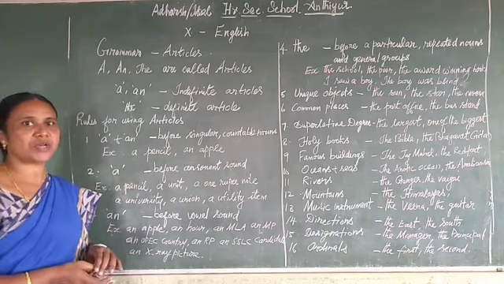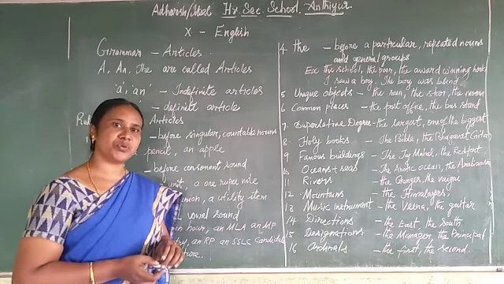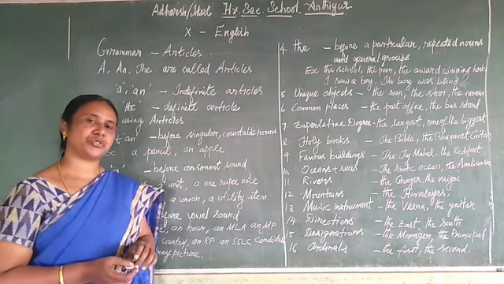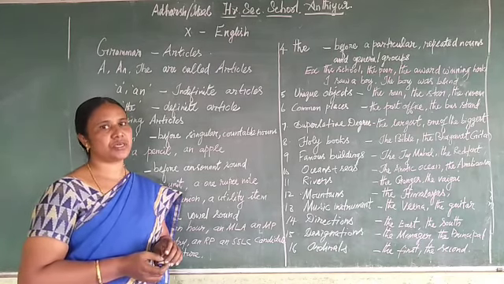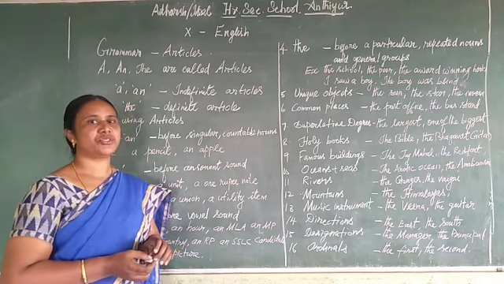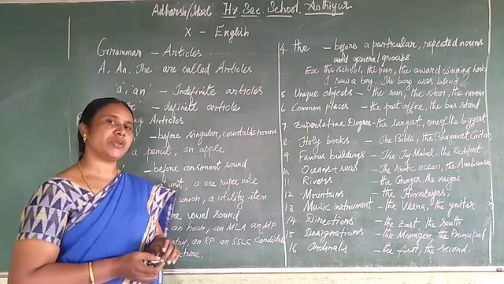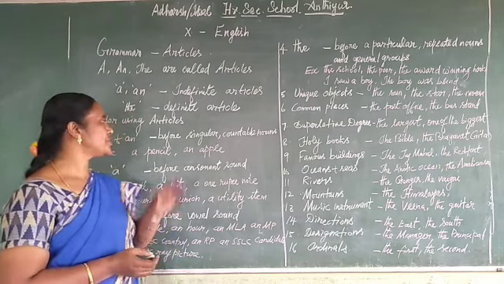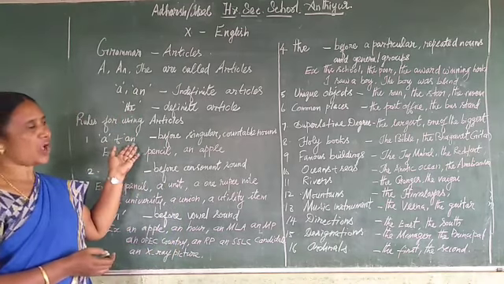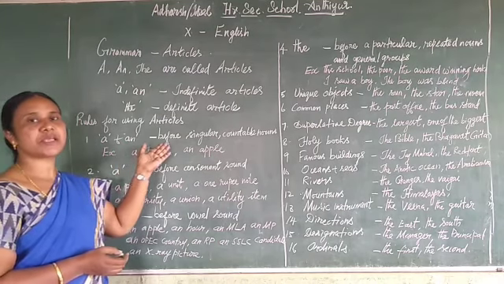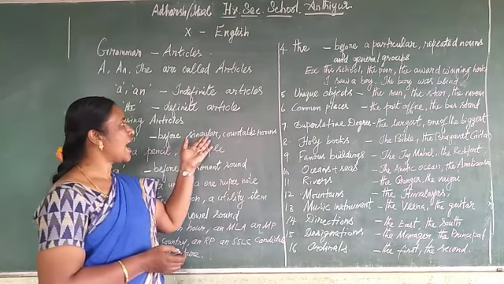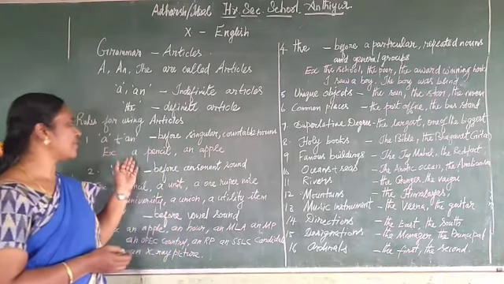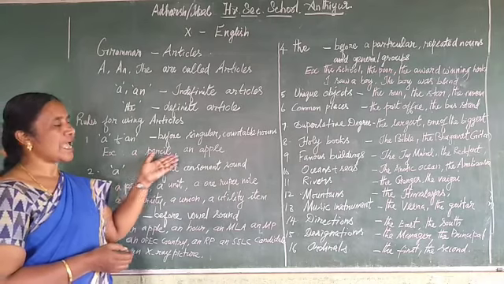We should know the rules for where we have to use a, an and the. We should learn the rules. We should be thorough with the rules, then only can we apply them in the exercises. Okay, first one: a and an are used before singular countable nouns. Example: a pencil, an apple.